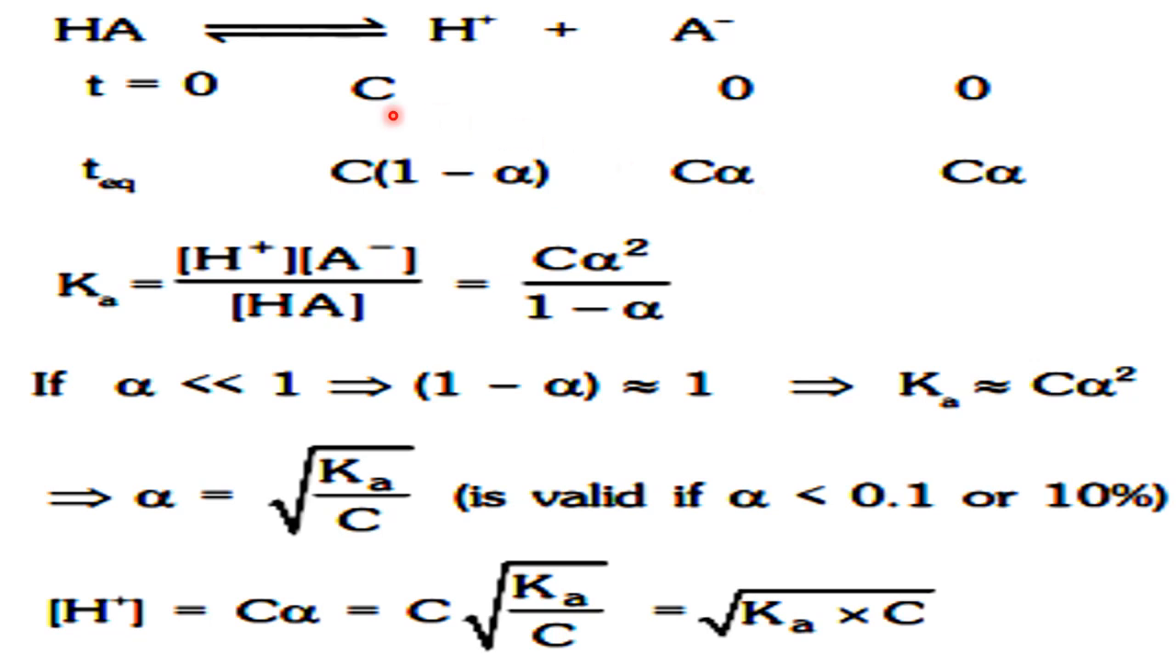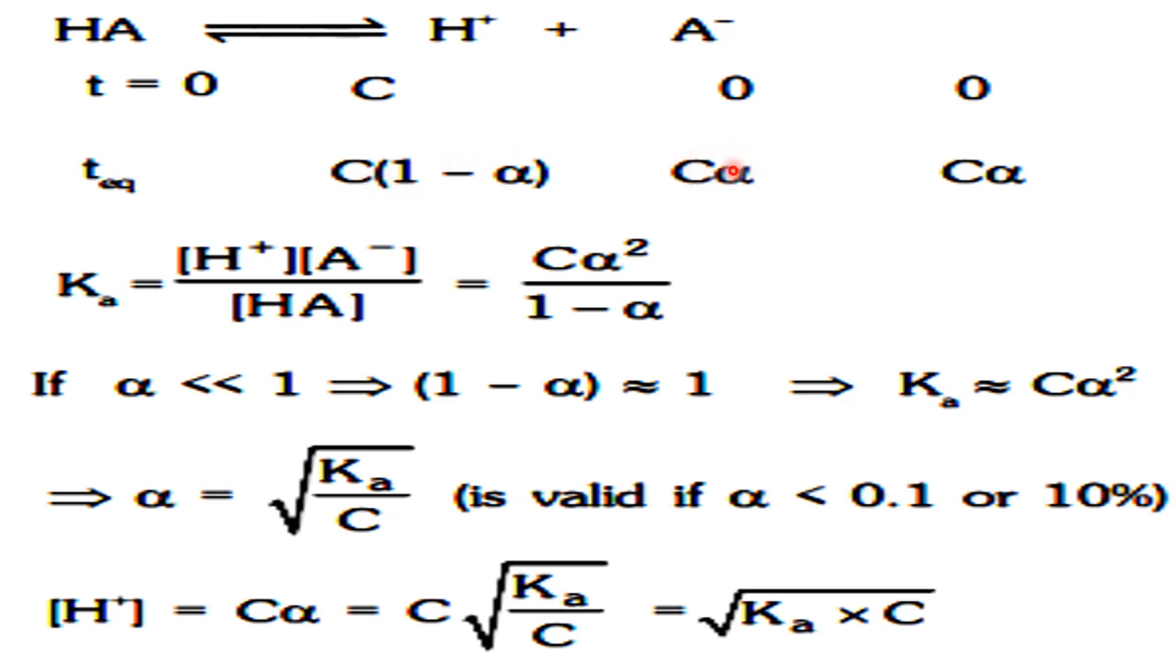So that means C alpha is the concentration or the amount of acid that has undergone dissociation. That means in the beginning, how much was there? C. So out of C, C alpha has undergone dissociation. So how much is left? It is C minus C alpha. C is common, so take C common: C into bracket 1 minus alpha. So this is left after taking out C alpha from the concentration C.